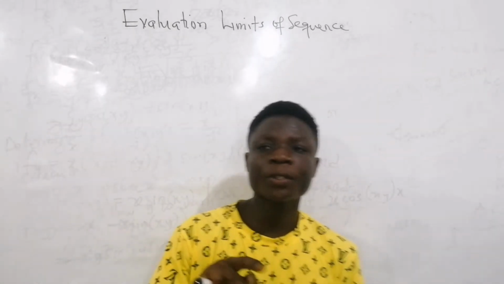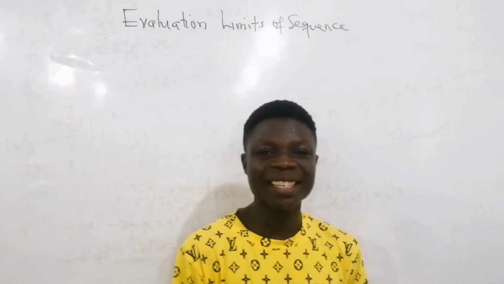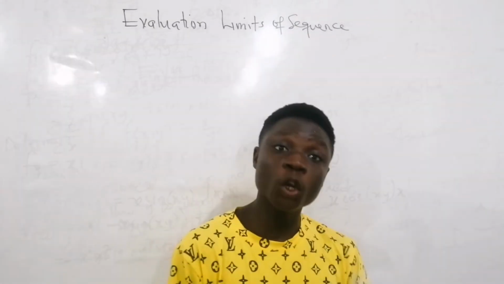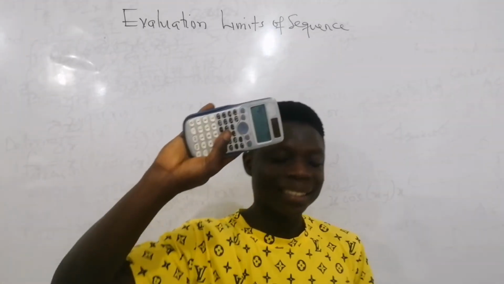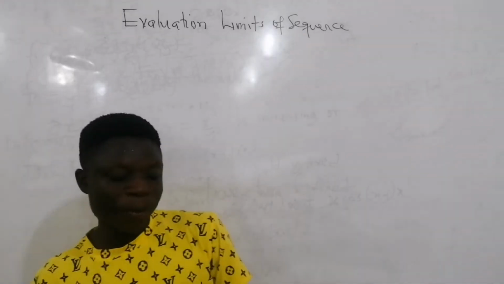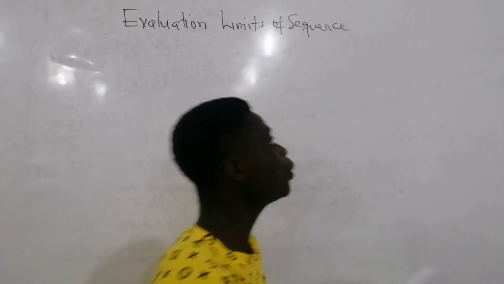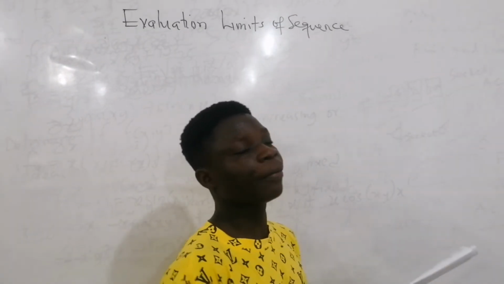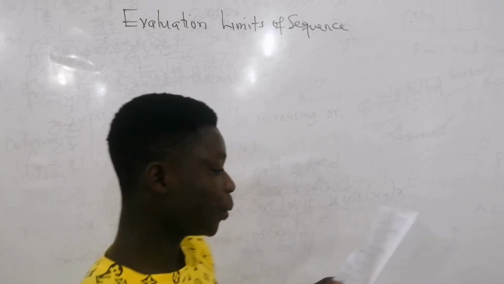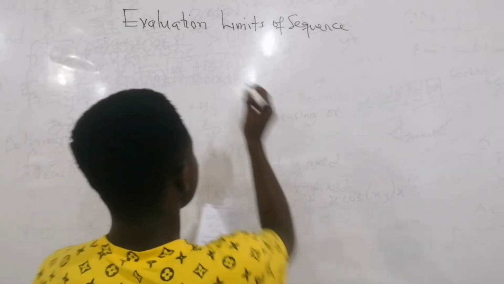The first method is called the Fibonacci sequence method, and the second one is called L'Hopital. And the third one, what you need to do is use your calculator. So now we're going to take a question and I'll teach you the three. You're going to use the Fibonacci one first. So let's take a question like this.